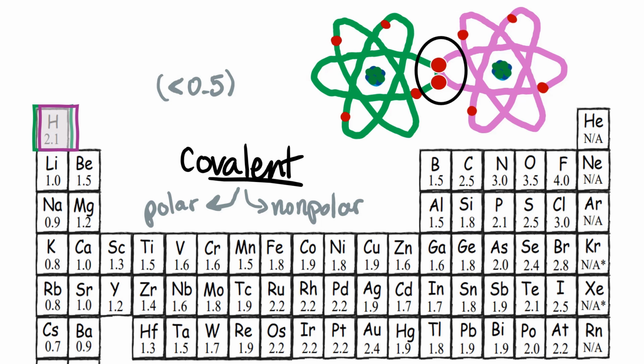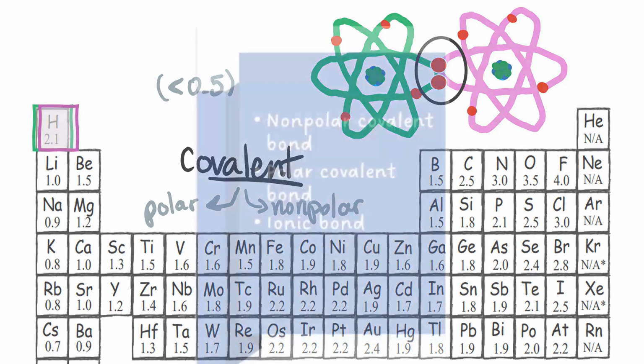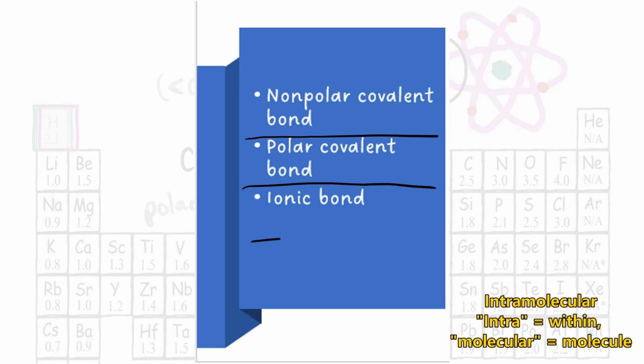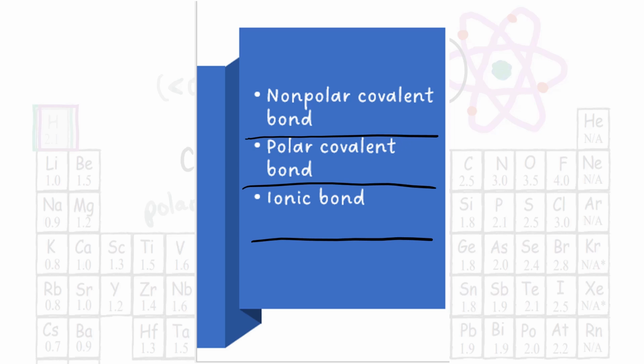Other than strange phenomenon like metallic bonding, these are the main ways that atoms bind to one another within a molecule. These are the kinds of intramolecular forces that I want you to know about. So remember, you can predict the type of bond that will form between two elements by comparing their electronegativities. If the difference is very low, like less than 0.5 or so, it will be a nonpolar covalent bond where the electrons are shared almost evenly.